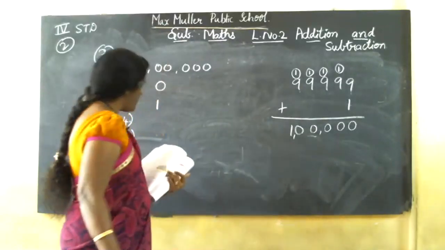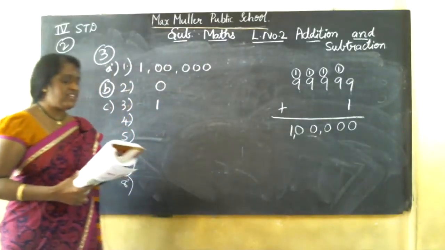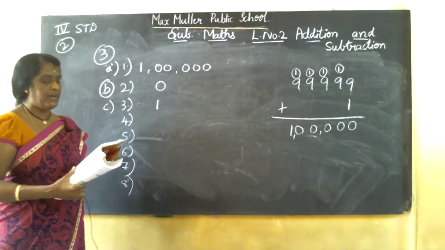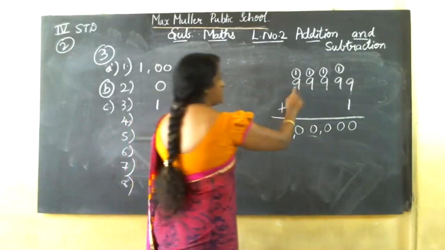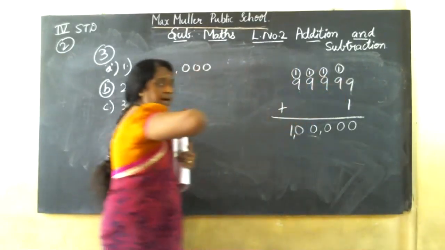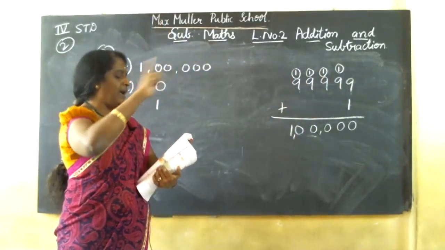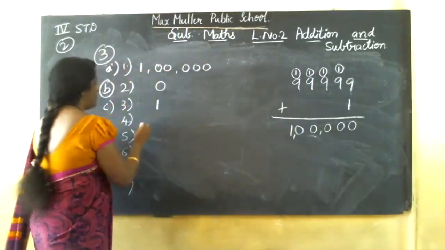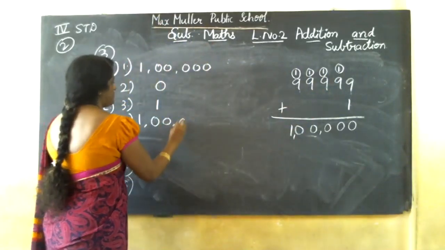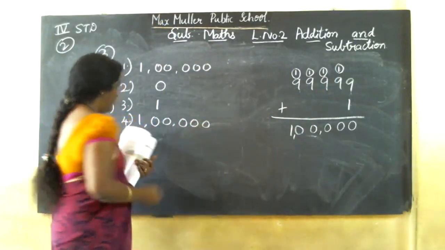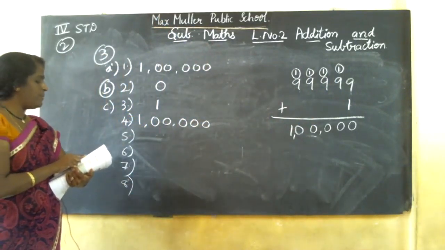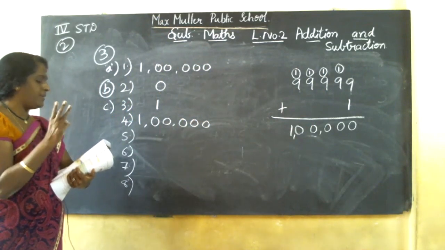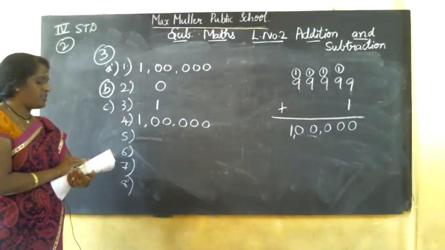D1: the sum of the largest 5-digit number and 1 is, I told you, the largest 5-digit number, 1, 2, 3, 4, 5. The largest 5-digit number and 1 means you will get the same answer, 1 lakh. D1, same. Fifth one: the sum of the largest 3-digit number and the least 4-digit number.